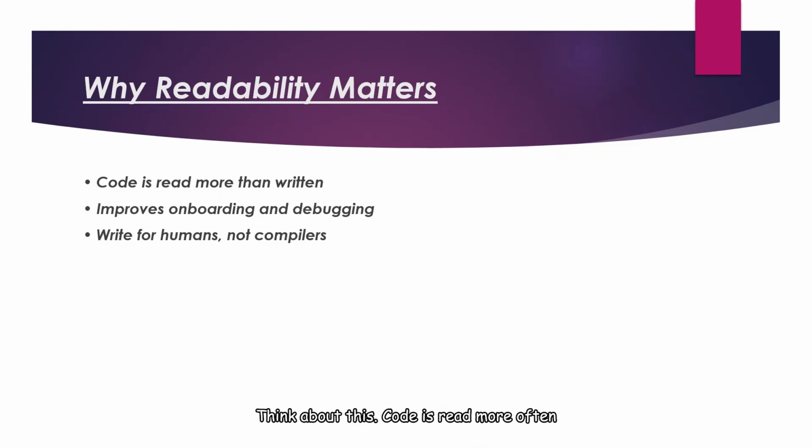Think about this, code is read more often than it is written. You might write a function once, but your teammates, future maintainers, or even you 6 months from now will read it over and over. Readable code reduces the cognitive load needed to understand it, which means fewer bugs, faster onboarding of new team members, and quicker development cycles. Remember, code isn't just for machines. Compilers and interpreters don't care how your code looks. It's people who read your code. So write for them.